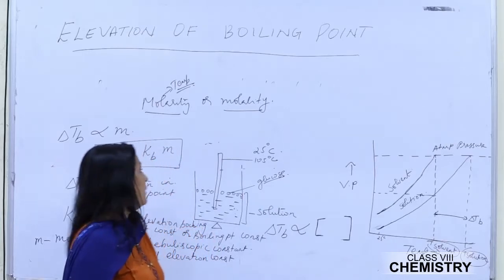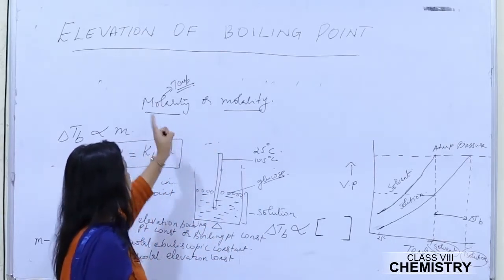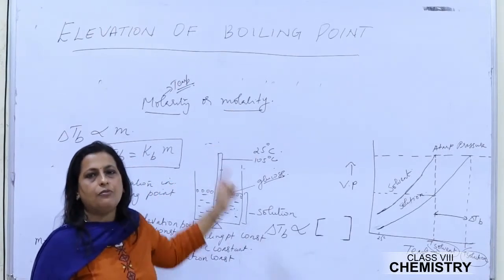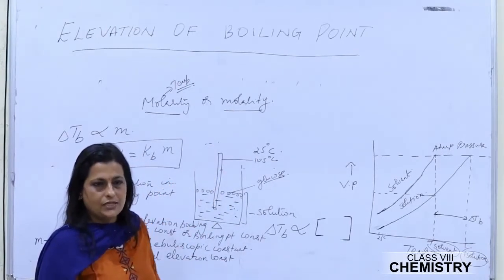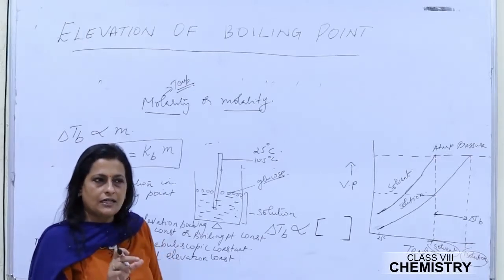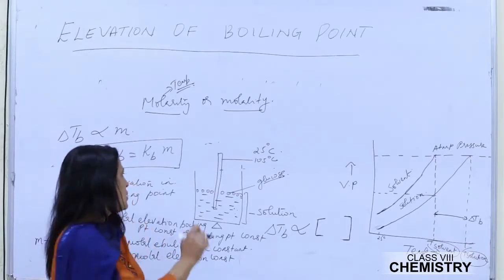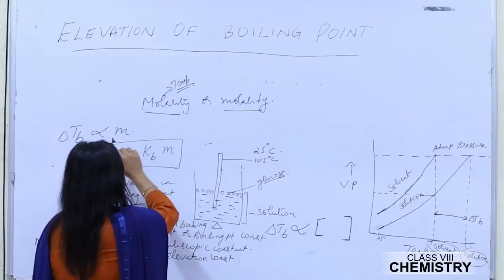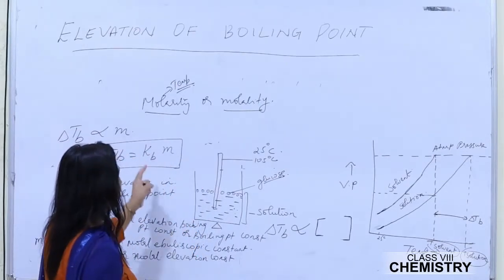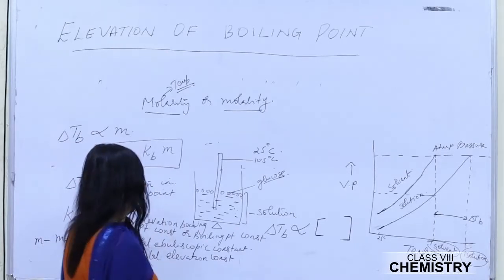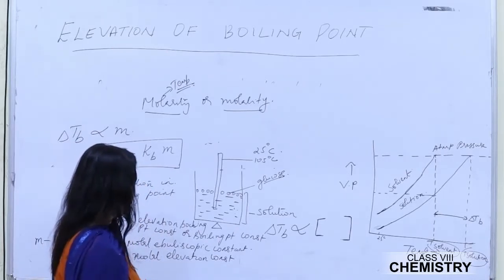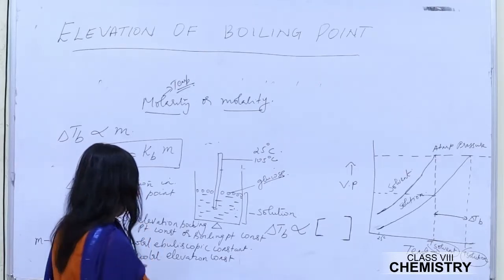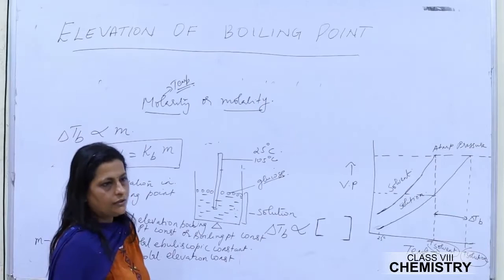And here we are taking molality instead of molarity. Why? Because molality is independent of temperature and molarity is depending upon temperature. So delta TB is variation in temperature. So when the temperature is changing, molality also will not change. So in order to remove this proportionality sign, we are multiplying it by a constant Kb, where Kb is known as molar elevation constant, or molar elevation boiling point constant, or molar ebullioscopic constant.